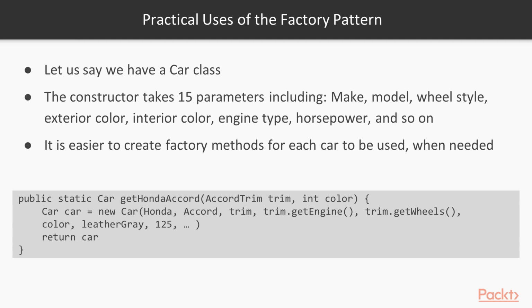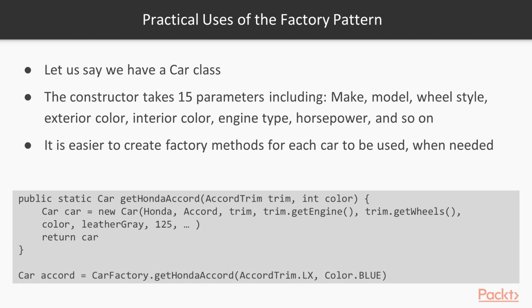So here we have a factory method. Without going too far into detail, essentially what it does is it creates a car for you and then it returns it. So it's a public static method and it's called getHondaAccord. Now what it does is the first time it creates a car using the car constructor, it passes in the type of car, Honda, the name of the car, which is Accord, the trim that you pass in. From the trim, it gets the engine, the wheels, the color, the interior color, the horsepower, etc. It plugs all of that into the constructor and it returns it to you.